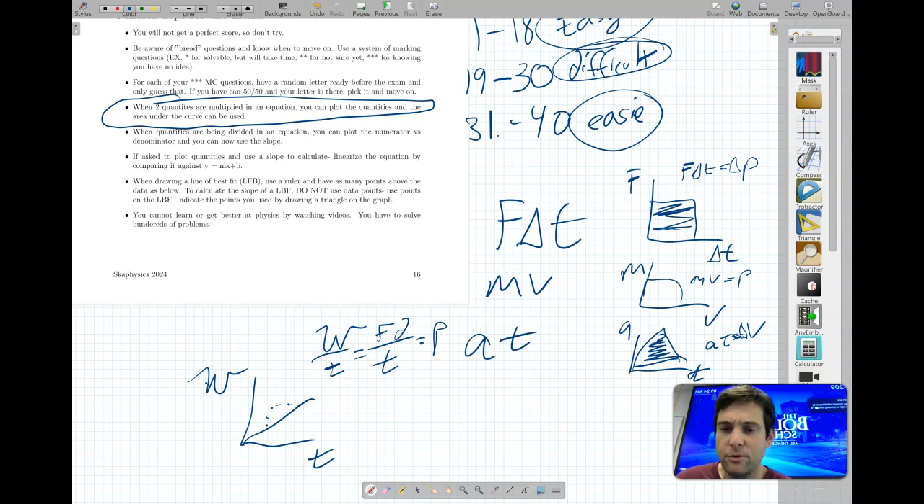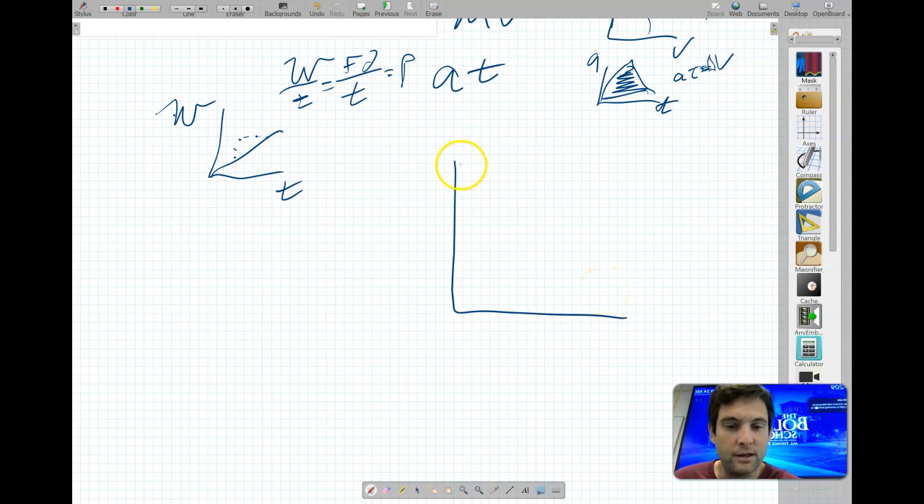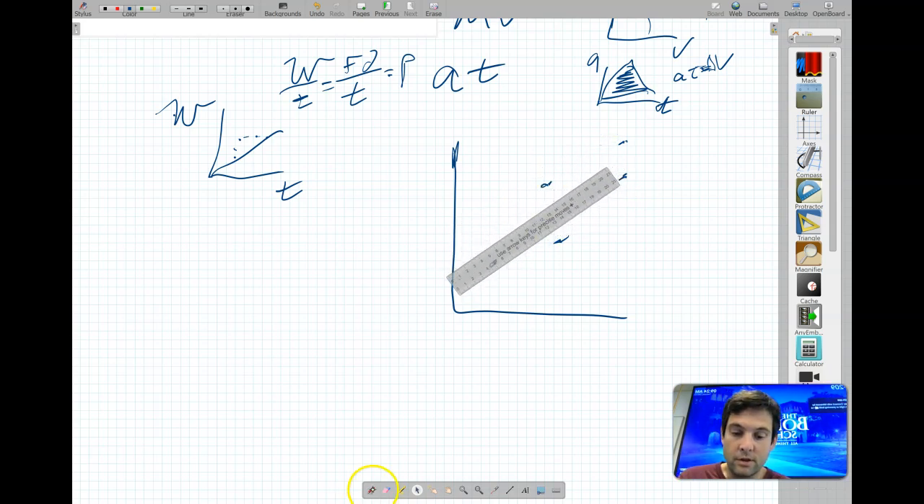If you are asked to plot quantities and use a slope to calculate, you have a data set, and then you have to come up. This is more of an FRQ thing. I'd be interested to see if multiple choice starts showing up with some of these, because I think it's entirely possible. If you have data and you have to plot the data, then you do your plotting, and then you grab your straight edge, which should be a ruler on the AP exam.